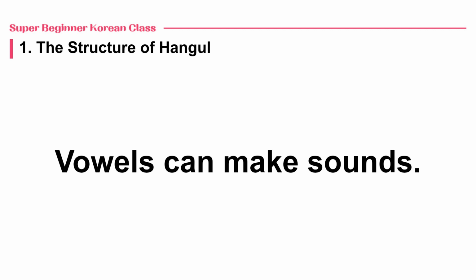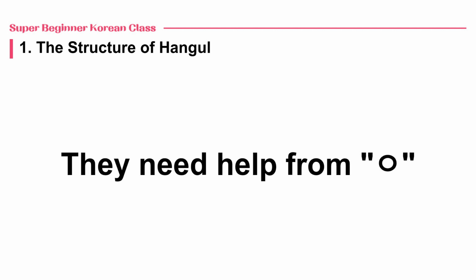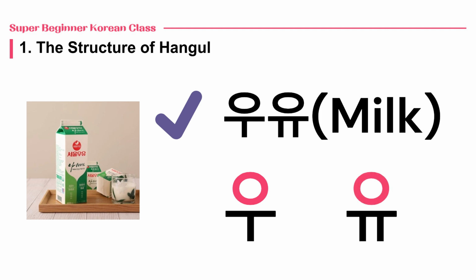Here's something interesting. Vowels can make sounds by themselves, but to make a full letter, they need help from the consonant 이응. Let me show you an example. Let's look at the word 우유. 우유 means milk in Korean. This word has two vowel sounds, 우 and 유. But in Korean, a vowel can't make a letter by itself. It needs a little help. So we use the consonant 이응 to help. 우 is made of 이응 and 우, and 유 is made of 이응 and 유. Here, 이응 doesn't make a sound. It just gives a place for the vowel to stand.